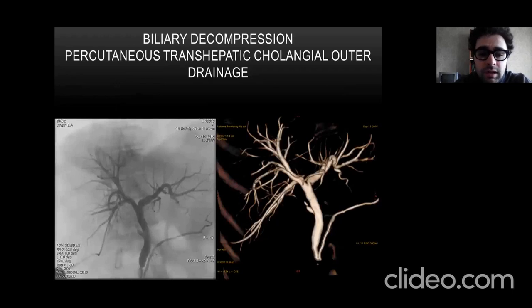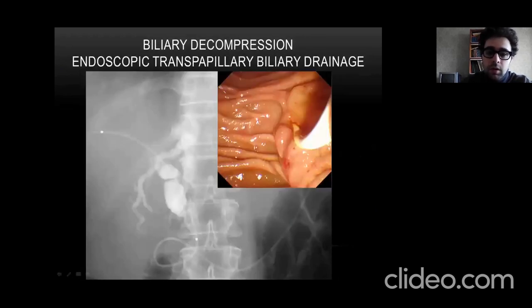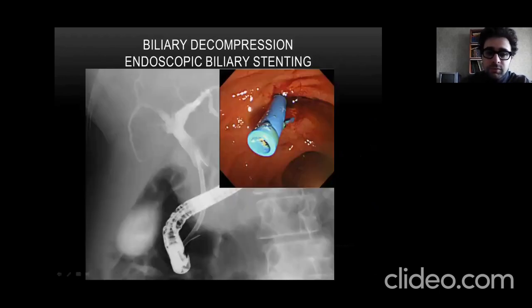Biliary decompression, different variants: antegrade percutaneous transhepatic cholangial external drainage with stenting here, or retrograde endoscopic transpapillary biliary drainage. Here, you make a retrograde stent, endoscopic biliary stenting, and you restore the passage of bile.